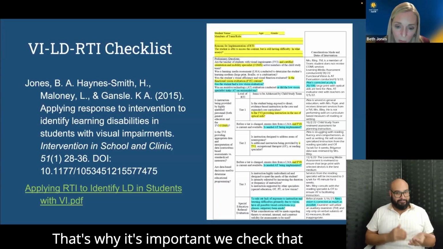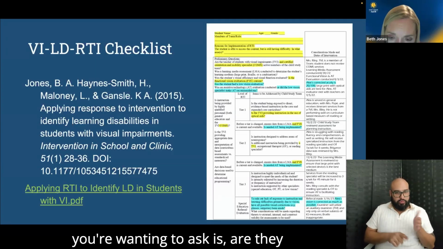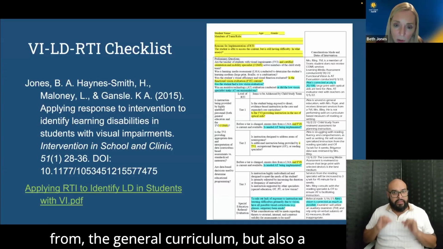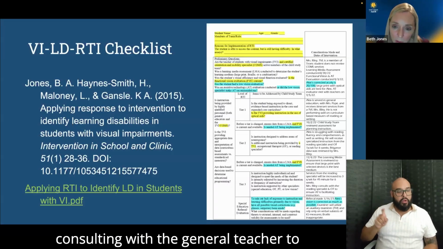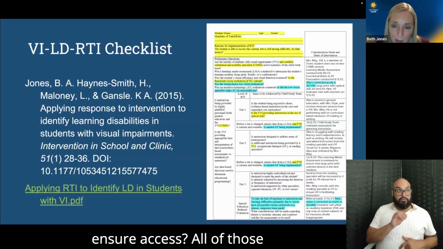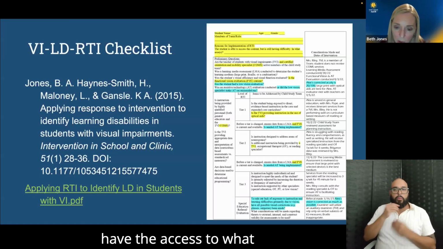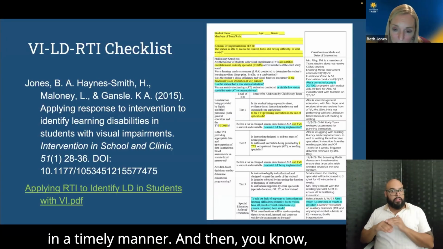So that's why it's important we check that at every level. But some of the questions you're wanting to ask is, are they getting that evidence-based instruction from the general curriculum, but also a teacher of the visually impaired consulting with the general ed teacher to ensure access. All of those accommodations are being met so that they have the access to what everybody else is getting access to, and in a timely manner.